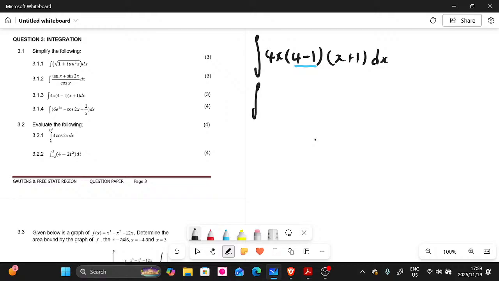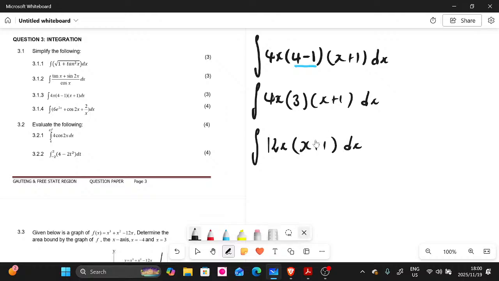So if you continue and simplify this first, you're going to have 4 there for x. And then what is 4 minus 1 in the bracket that I highlighted with blue? It's going to give us 3. And then we have x plus 1, dx. Now we remove the brackets. If you remove the brackets, we're going to have 4x multiplied by 3, which gives us 12x, and inside you have x plus 1. I'm doing it step by step so that you can see what's happening. Now we multiply this 12x with everything that is inside.